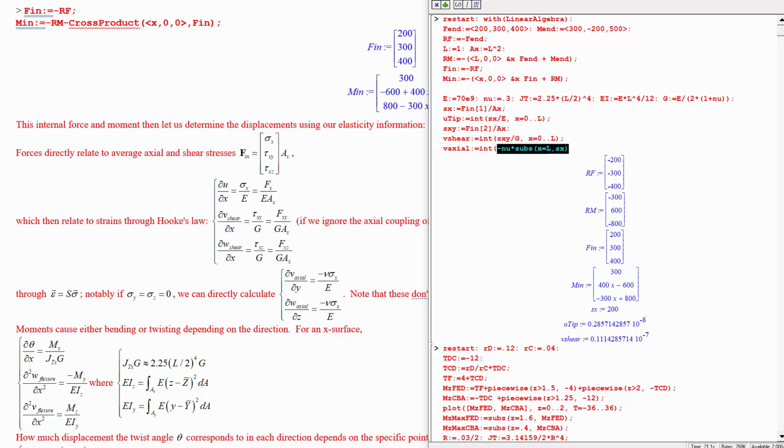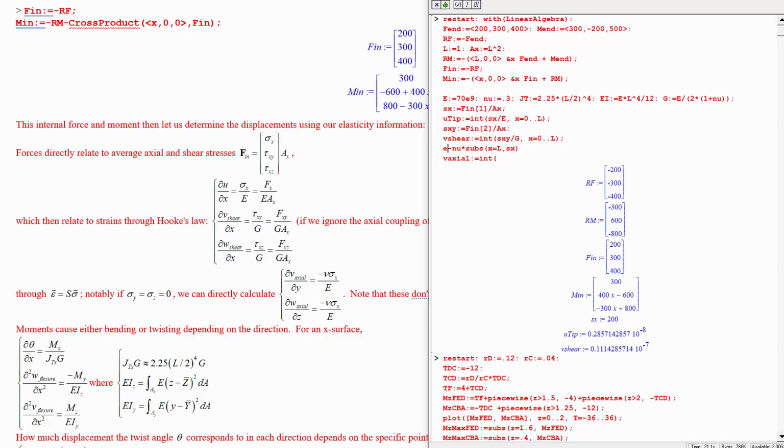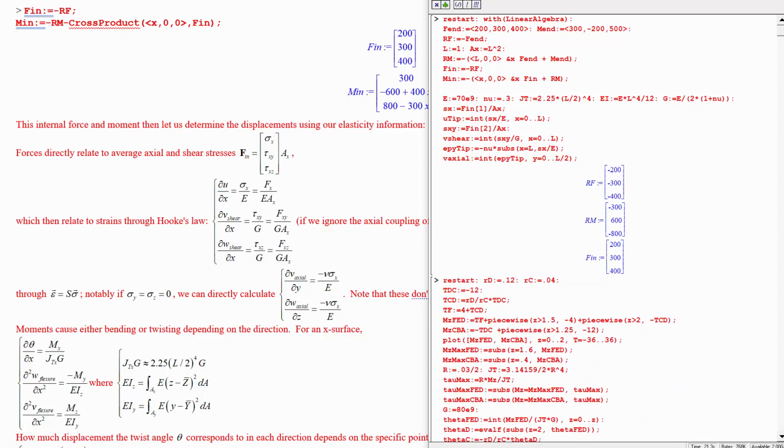What is this thing? This would be the strain, right? The strain at the end of the beam. So we'll call this epsilon in the y direction at the tip. And this is going to be equal to negative nu times Sx over E, the sigma x divided by E, evaluated at x equals L. And now if we take this epsilon y at the tip and we integrate it from y is 0 to L over 2, we'll have the axial strain, which is due to this Poisson's ratio coupling.